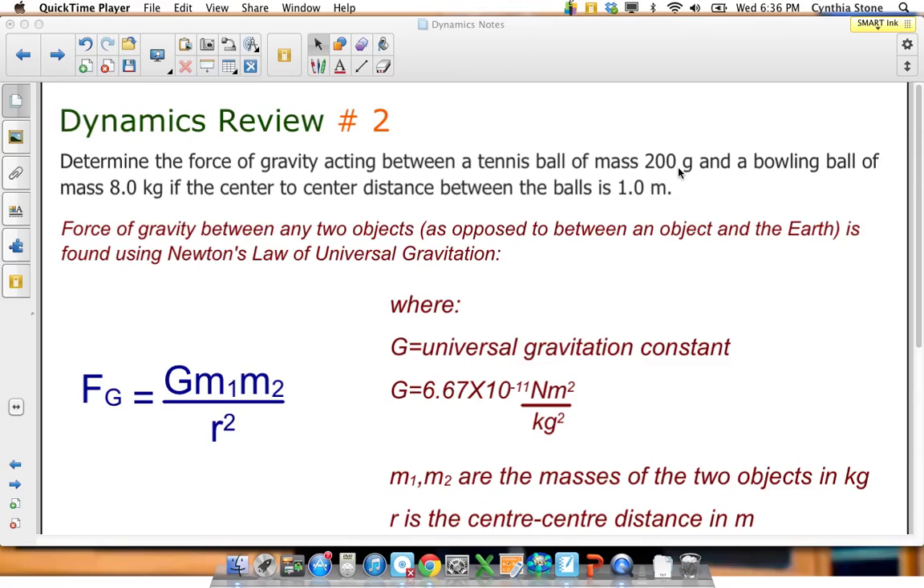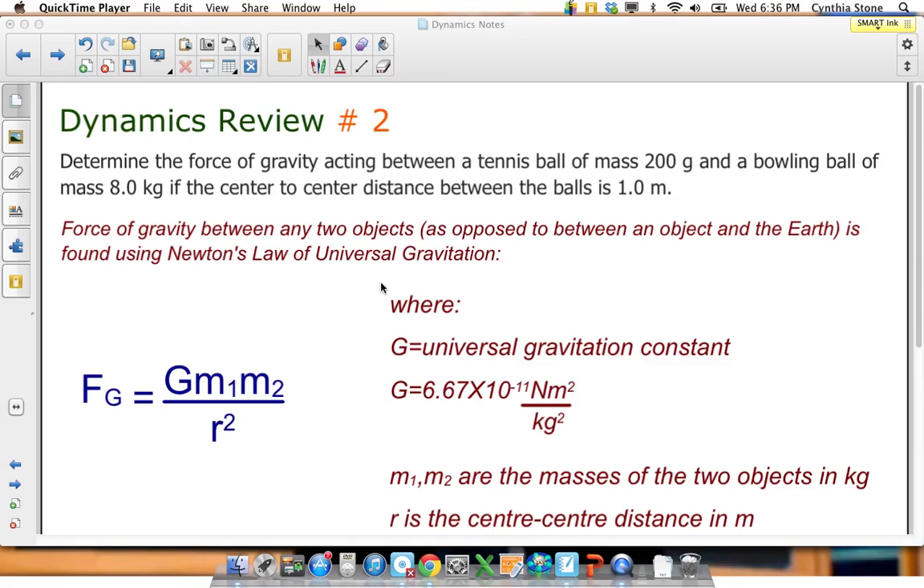But when it says between two different objects, that has nothing to do with the Earth. It's like they're up in space somewhere. How much force would they feel towards each other? It could be here on Earth too, but you would never notice it on Earth because the force of gravity to the ground, to the Earth, is so huge. Anyway, so we do that.